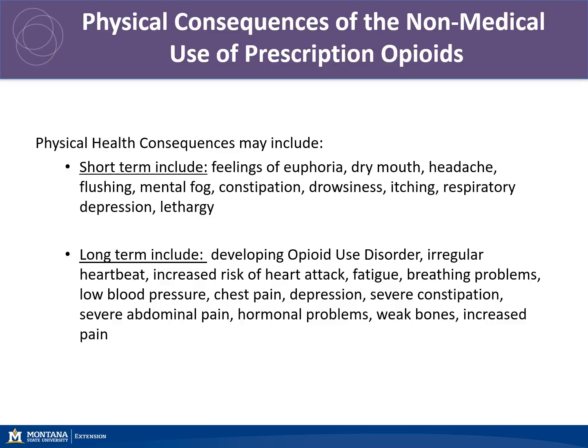There are both short-term and long-term consequences on a person's physical health. Short-term include feelings of euphoria, dry mouth, headache, flushing, mental fog, constipation, drowsiness, itching, respiratory depression, and lethargy. Long-term effects include developing opioid use disorder, irregular heartbeat, increased risk of heart attack, fatigue, breathing problems, low blood pressure, chest pain, depression, severe constipation, severe abdominal pain, hormonal problems, weak bones, and an increase in pain.